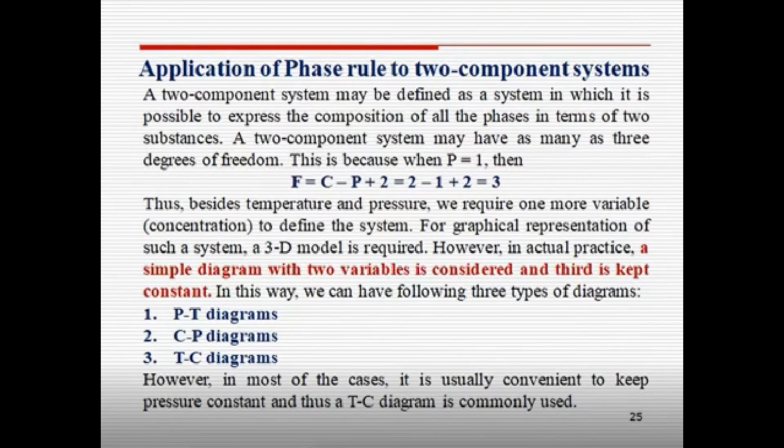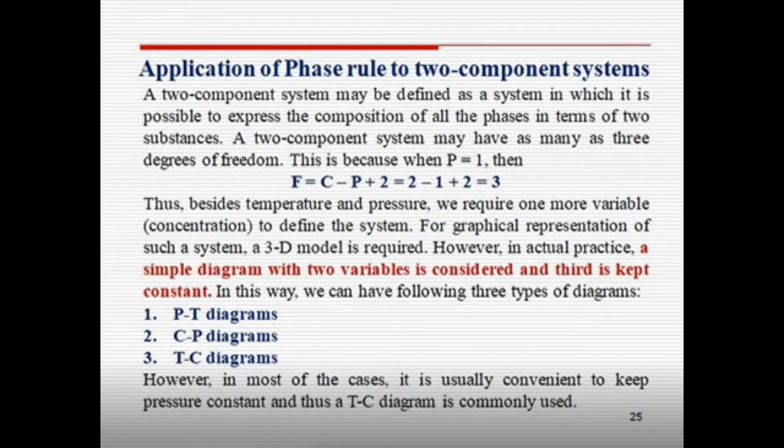Next, we will discuss the application of phase rule to a 2-component system. A 2-component system is one in which it is possible to express the composition of all phases in terms of 2 substances. From the phase rule equation, we can see that a 2-component system can have 3 degrees of freedom. This is because when P is equal to 1, C is 2, so F will be 3. Thus, besides temperature and pressure, we require 1 more variable, and commonly we require concentration to define the system completely. That is, for graphical representation, we require a 3D model.